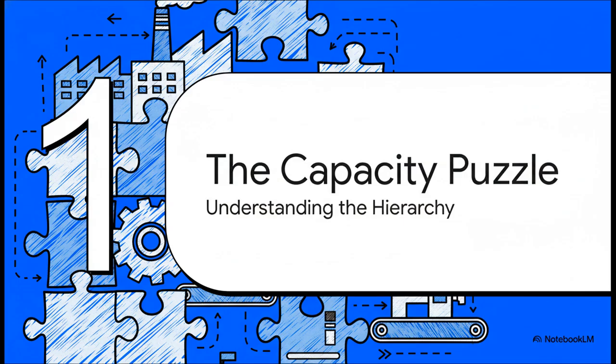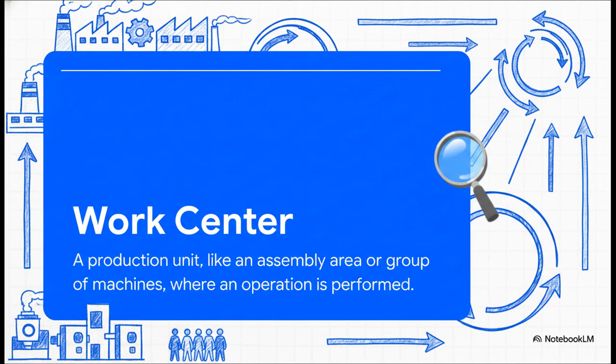Well, to get this right, we've got to understand the structure first. I want you to think of it like a puzzle. There are a few key pieces, and once you see how they fit together in this hierarchy, believe me, everything starts to click into place. So the foundational piece of our puzzle is the work center. This is your core production unit. It's not always a single machine. It could be a whole assembly area with 10 people, or maybe a group of 4 identical extruders. It's simply the where the operation happens.